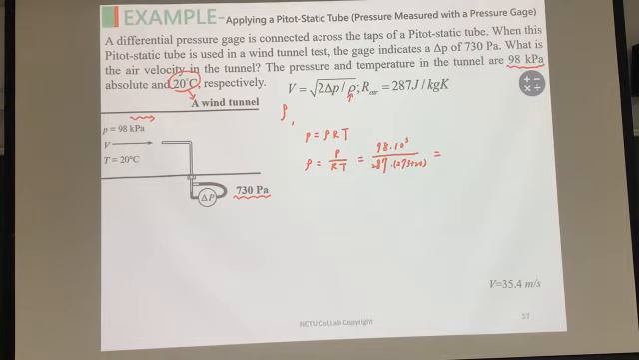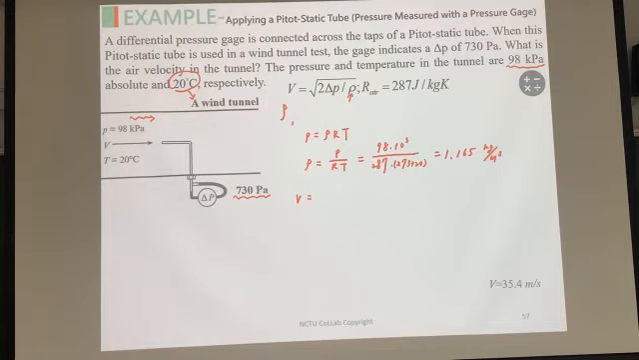So the final density for me is 1.165. Okay, so the unit is kilograms per meter cubed, right? So it's quite close to the normal conditions. For the air, density is 1.2, but a little bit smaller than normal conditions.